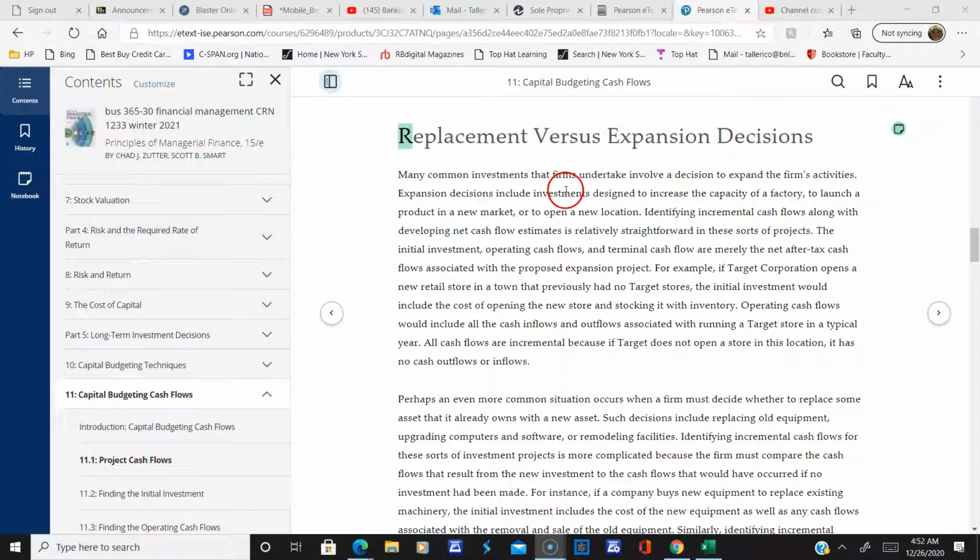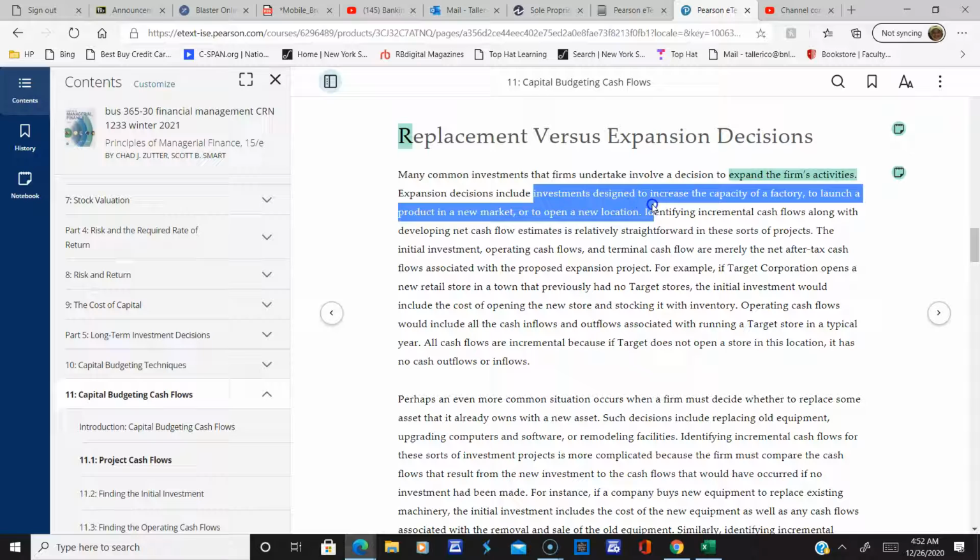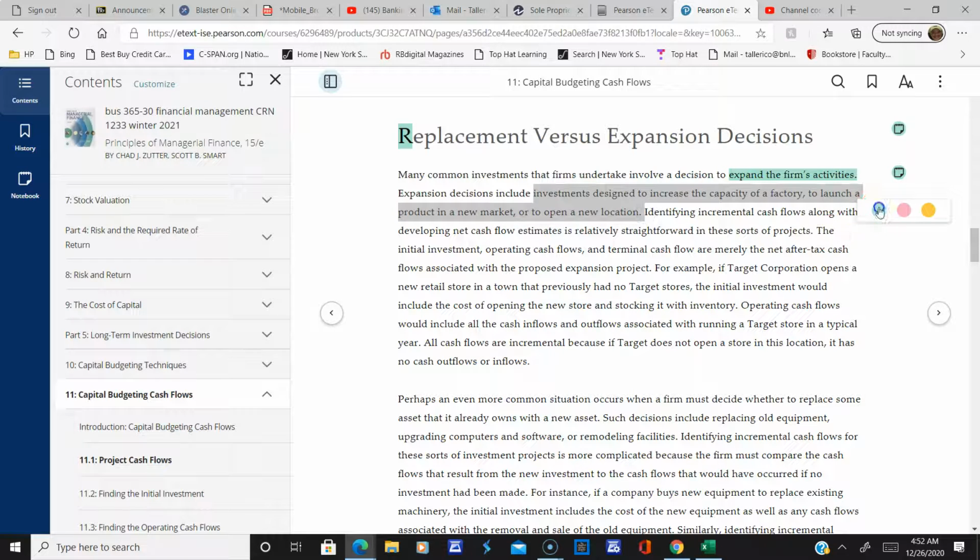So a lot of times companies have to make a decision to expand their activities, right? You have to buy new equipment and increase the capacity of a factory. And expansion is just when you, say, add another room for a restaurant. You know what I'm saying, right?